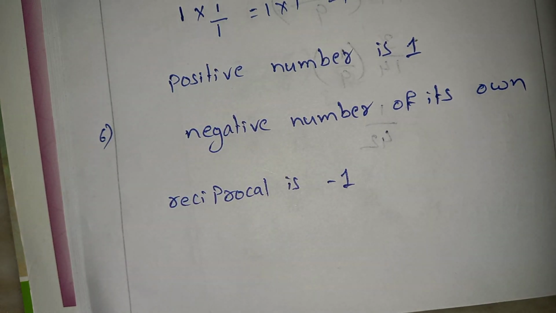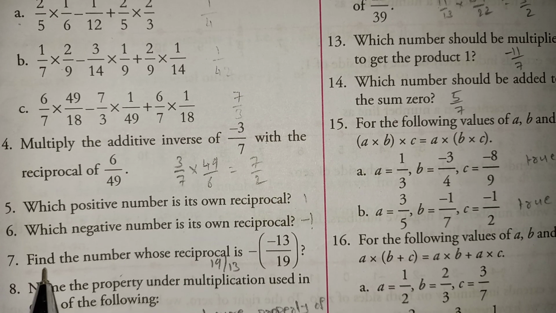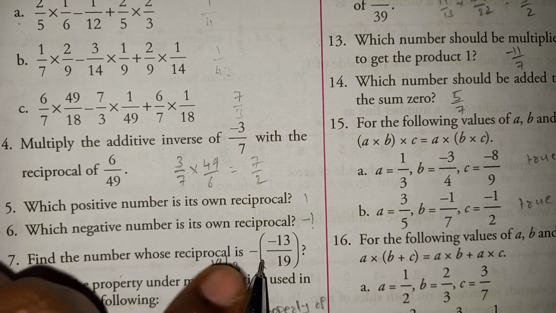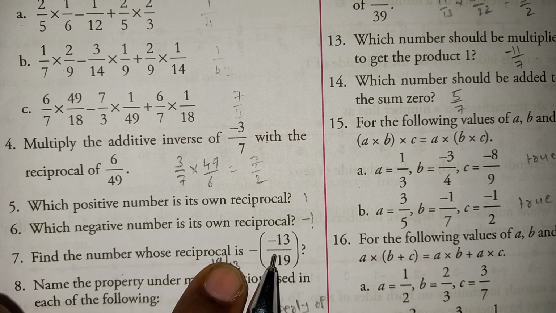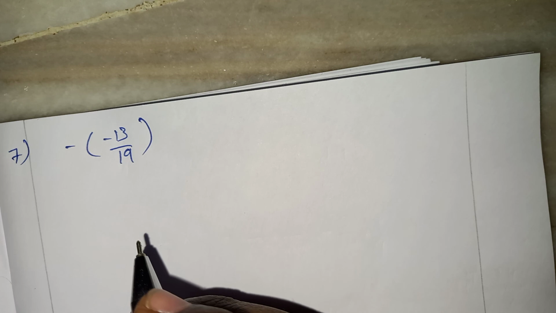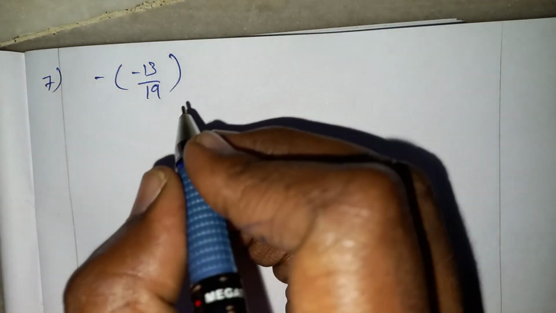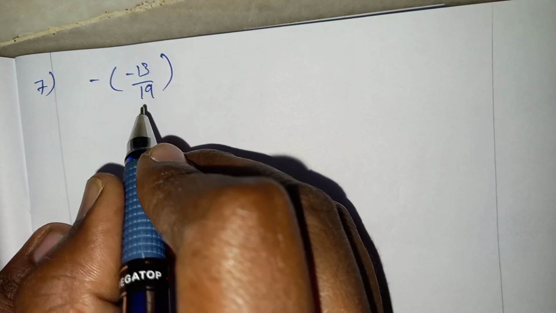Now let us move to the next question. What is the next question? 7th one. Find the number whose reciprocal is -13 by 17. See, indirectly they are asking for the reciprocal of -13 by 19. However they asked, you must understand the question first so that you can write the answer easily. Reciprocal means, you already know, the multiplicative inverse. So the reciprocal of -13 by 19.